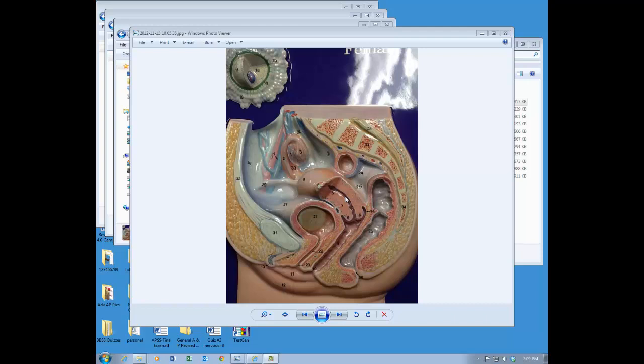The myometrium is this thick muscular layer. This is the layer that contracts during the menstrual period and also during childbirth. So this thick middle layer is the myometrium, the muscular layer of the uterus. The perimetrium is the outer layer. So all this here on the outside, this thin outer layer, is the perimetrium.